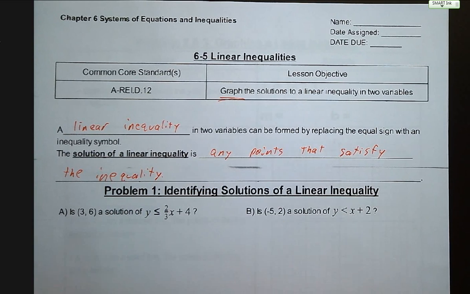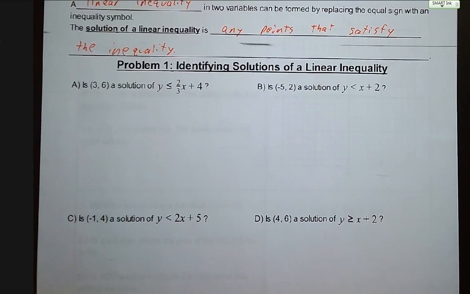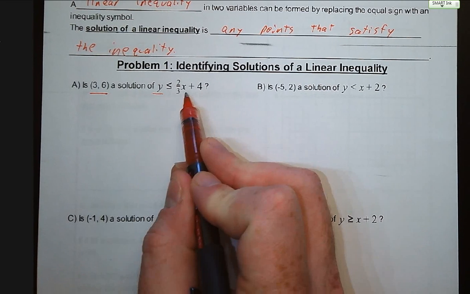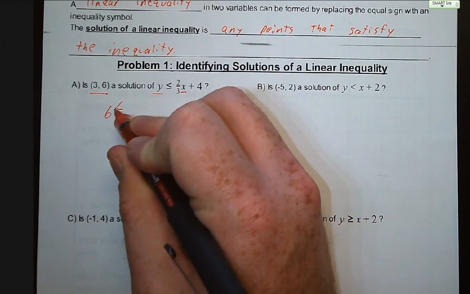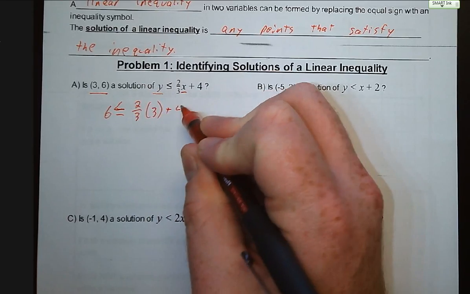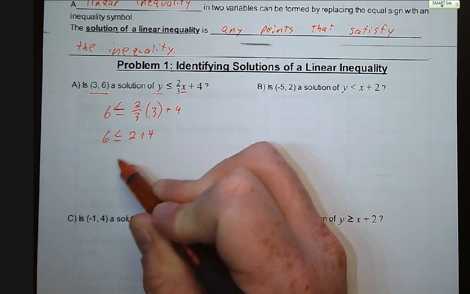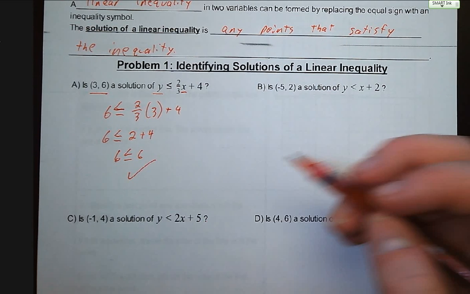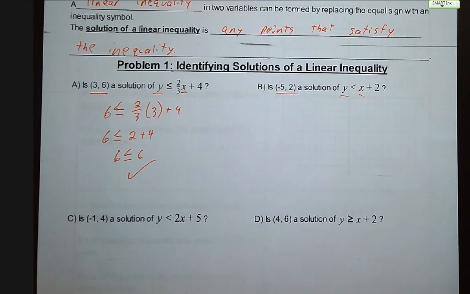So we're going to start off by just identifying, first of all, is a coordinate a solution to an inequality? So we start off, we're going to substitute the 3 and the 6 in for x and y in our equation. So 6 is going to be less than or equal to 2/3 times 3 plus 4. Well, 2/3 times 3 is just 2 plus 4. So is 6 less than or equal to 6? Yes, it is.